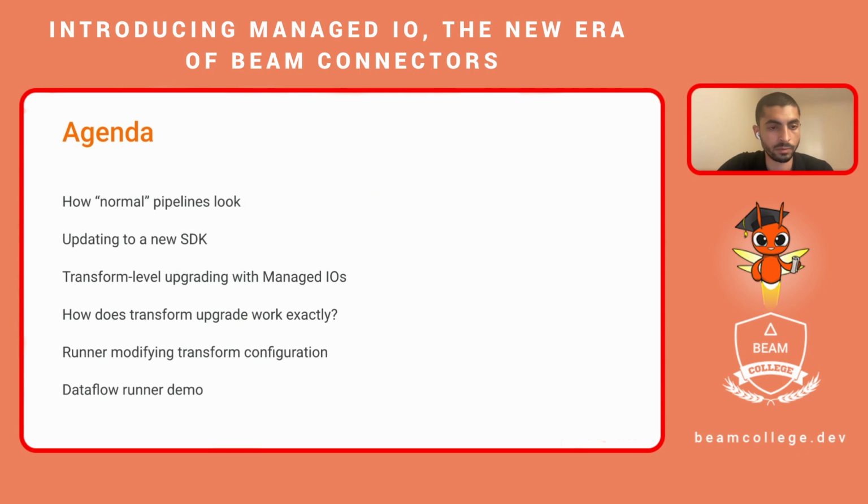Here's our agenda. First, we'll look at what Beam pipelines look like today and what it means to upgrade a Beam SDK version to a newer version. We'll talk about how we can leverage managed IOs to upgrade specific transforms instead of the whole pipeline. And we'll dive a little bit into how this transform upgrading works. We'll talk about how the runner can come in and tweak the configuration a little bit to optimize it based on the runner's options. And we'll finally have a short Dataflow runner demo.